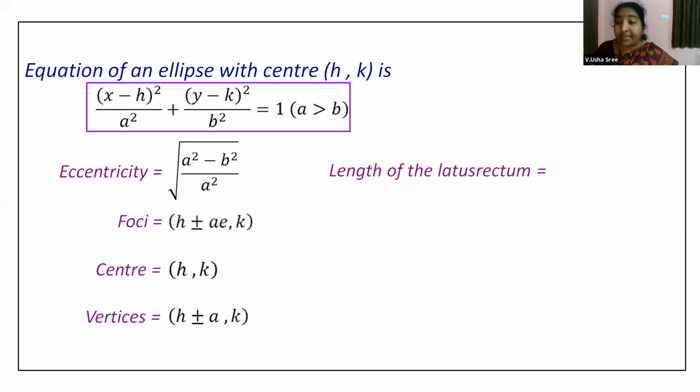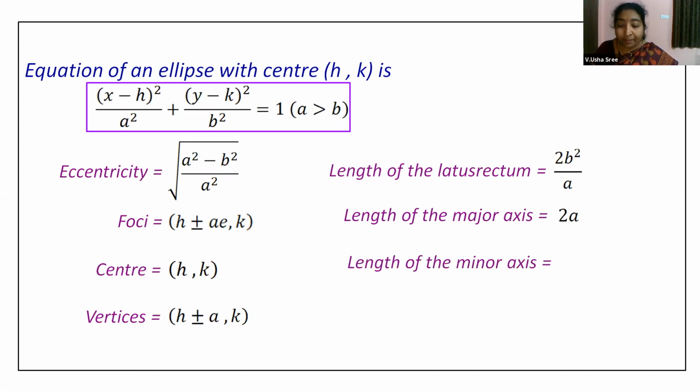Length of the latus rectum is again not changing. So it will be 2b square by a. Then length of the major axis is given by 2a itself. Length of the minor axis will be 2b. But feet of the directrices will be given by h plus or minus a by e comma k.